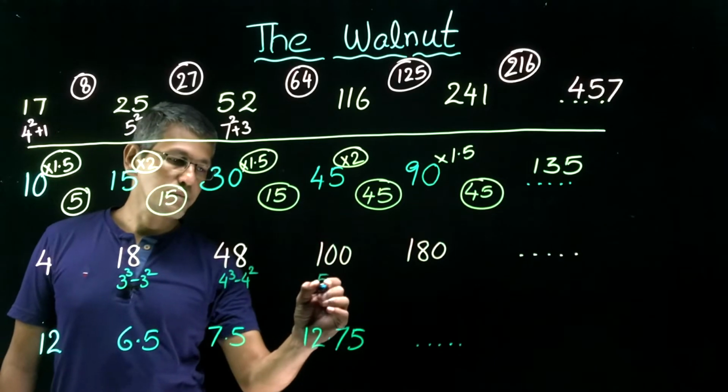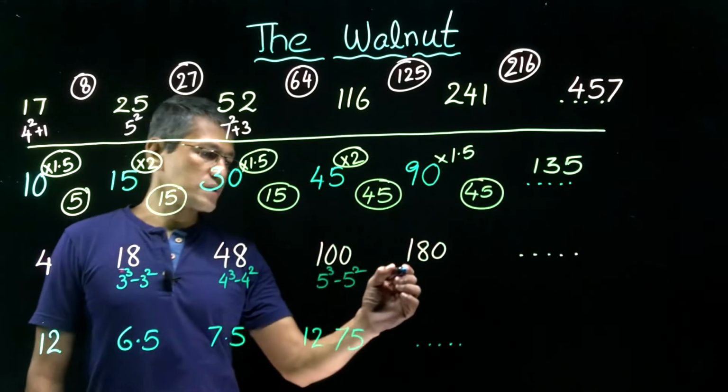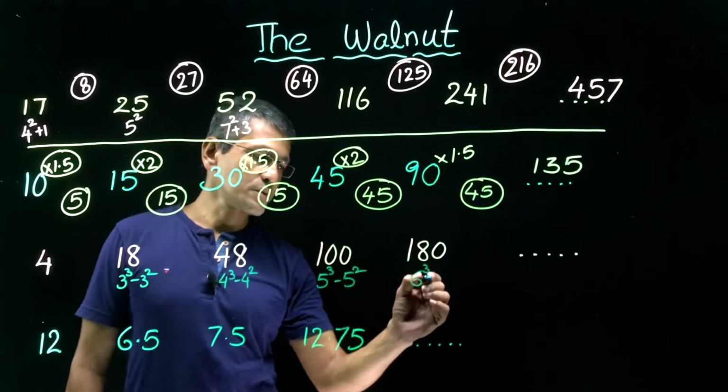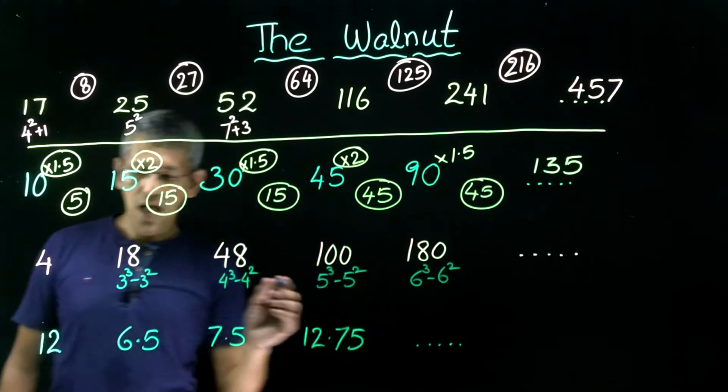And this one, 5 cube minus 5 square. And of course, this one is 6 cube. 6 cube is 216 minus 6 square. That is 36. And how about this case?